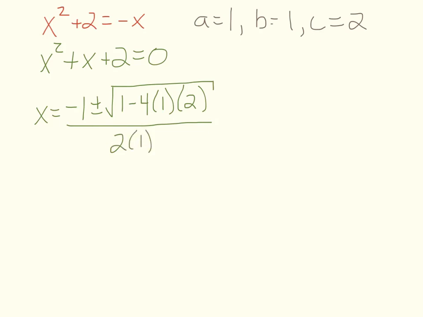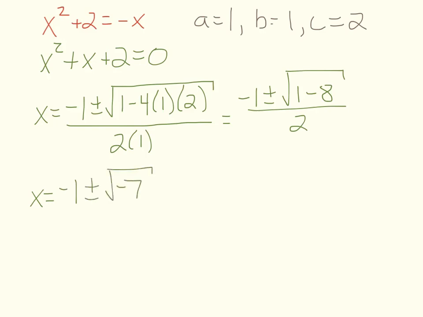And again, all we're doing is simplifying now. So you get negative 1 plus or minus the square root of 1 minus 8 all over 2. And that simplifies to negative 1 plus or minus the square root of negative 7 over 2. And this isn't done because we have this square root of a negative, so you need to make sure that you're changing that into imaginary numbers.